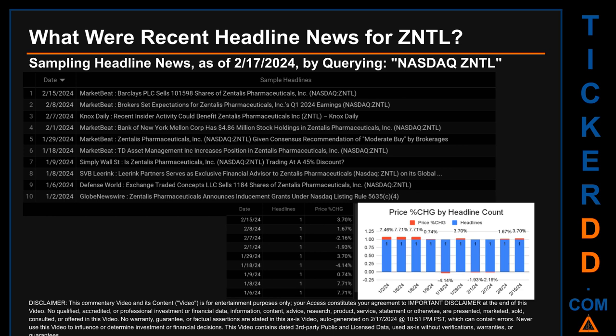The oldest publication was on Tuesday, January 2, 2024, when 1 month and 15 days ago, Globe Newswire published the headline that read, Zentalis Pharmaceuticals announces inducement grants under NASDAQ listing Rule 5635(c)(4).